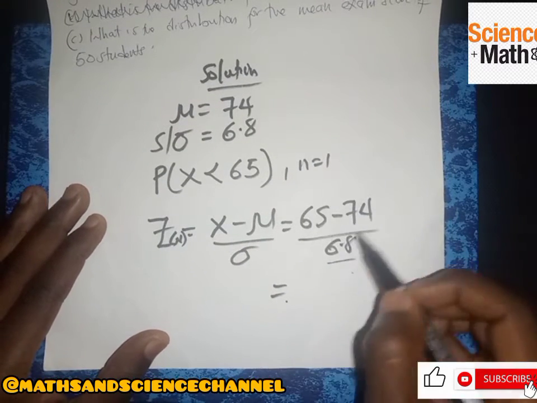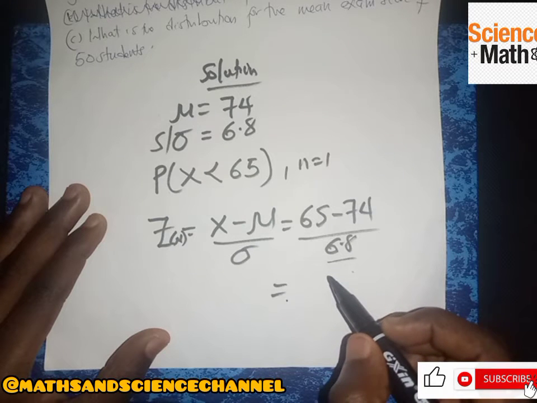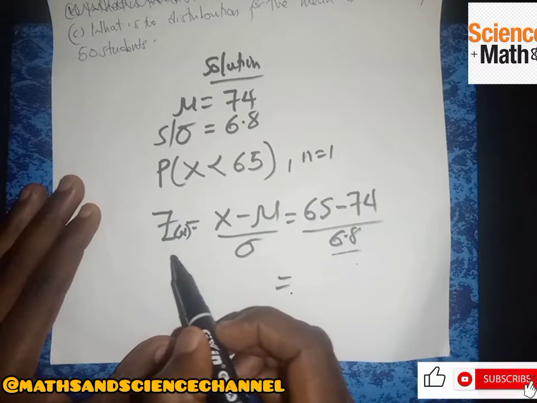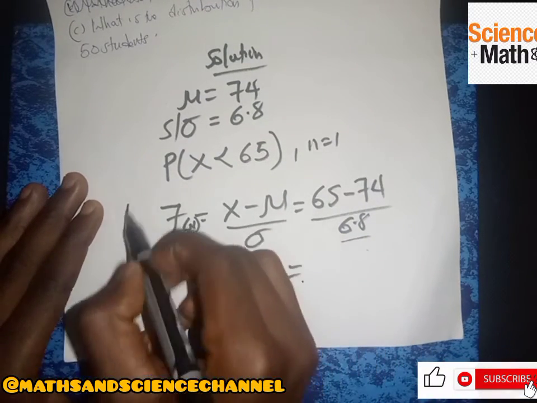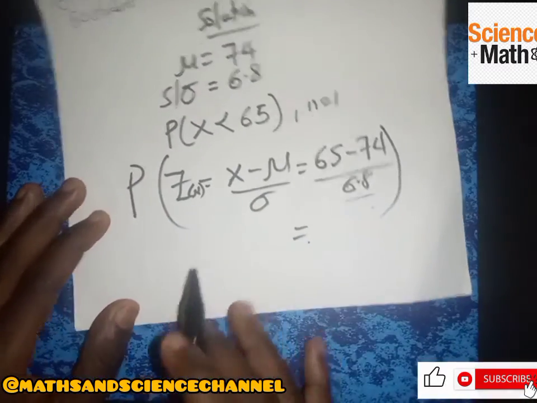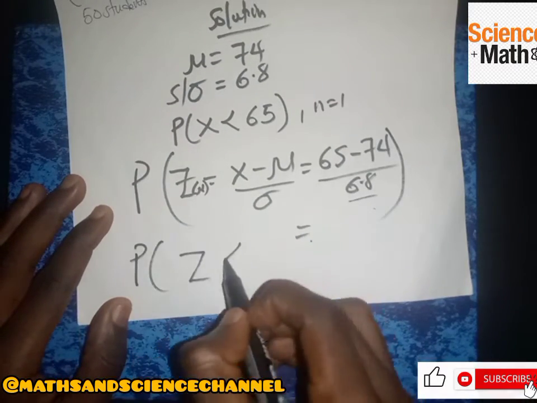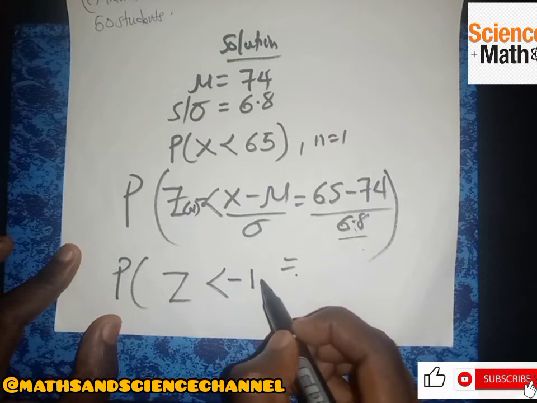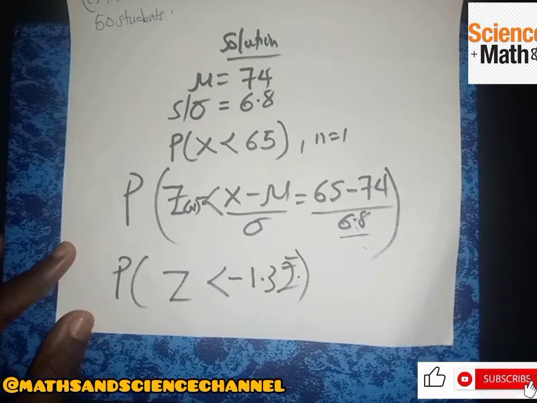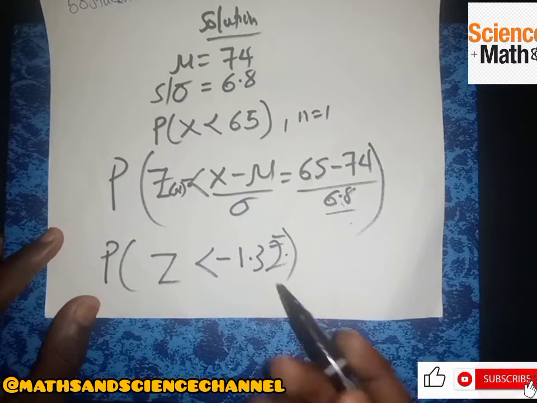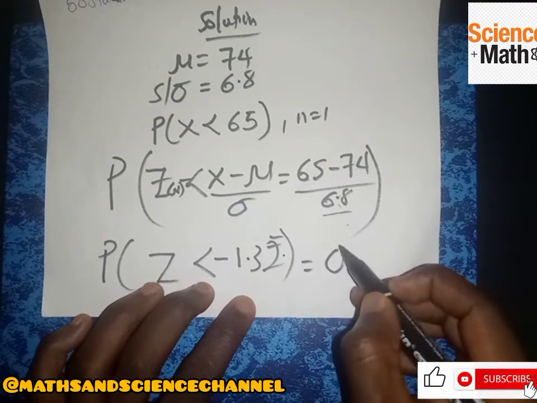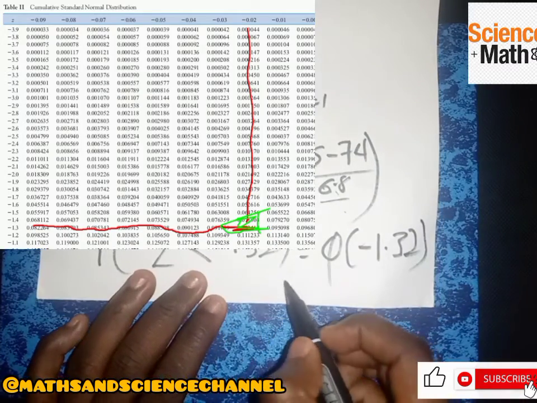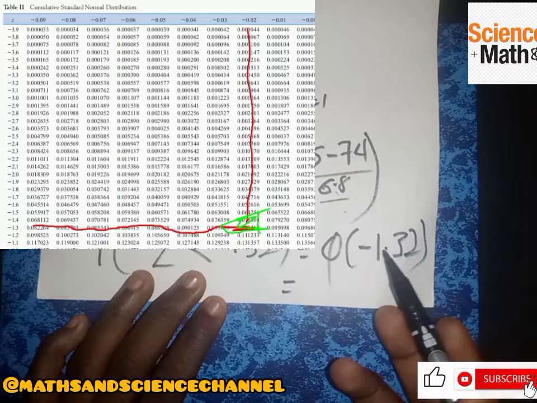When we compute this, we should get the value to be negative 1.32. Remember this is supposed to be in the probability sign, so we have P of z less than negative 1.32 in this case. Now remember it is less than, so we just go straight to the point and find the value for negative 1.32.